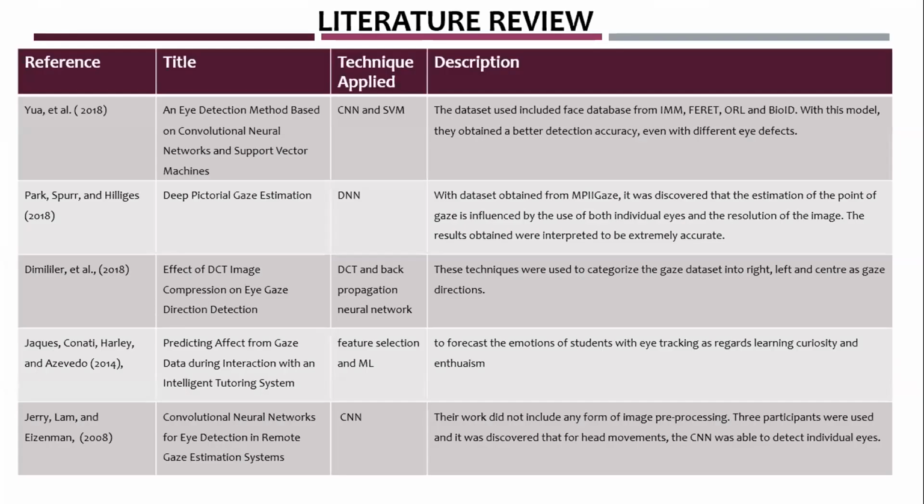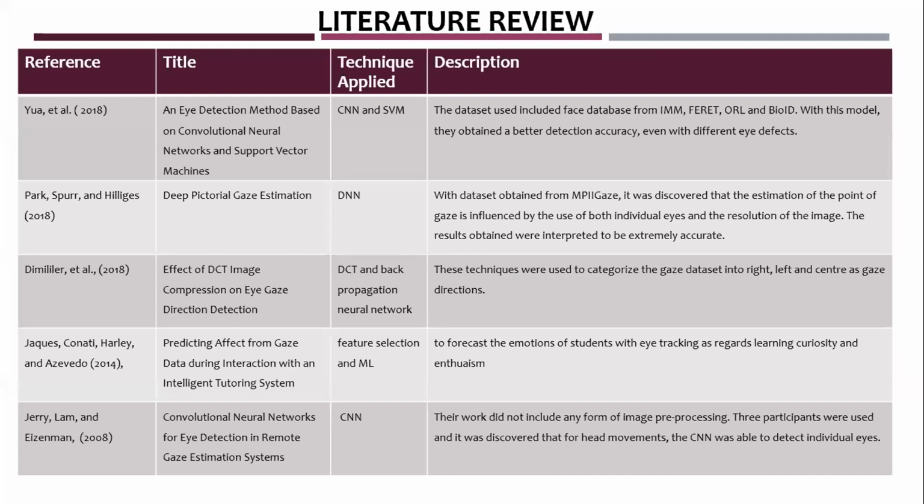Here's a literature review of what some previous authors have done, but I'd like to talk about the third one, Demilila et al. 2018. He applied DCT, discrete cosine transform, and backpropagation neural networks in order to categorize gaze as to if an individual is looking to the left or right directions. And then from Jerry Lamb and Ismsit 2008, where he applied the CNN, but this time they didn't make use of any image pre-processing or any image processing techniques at all.